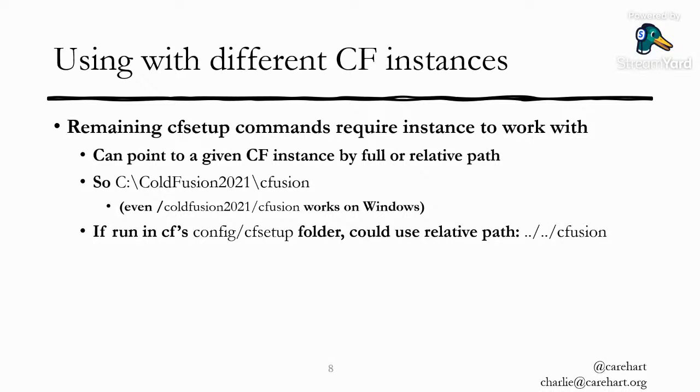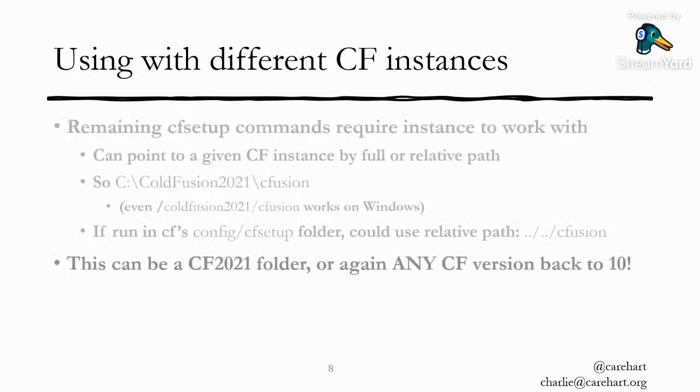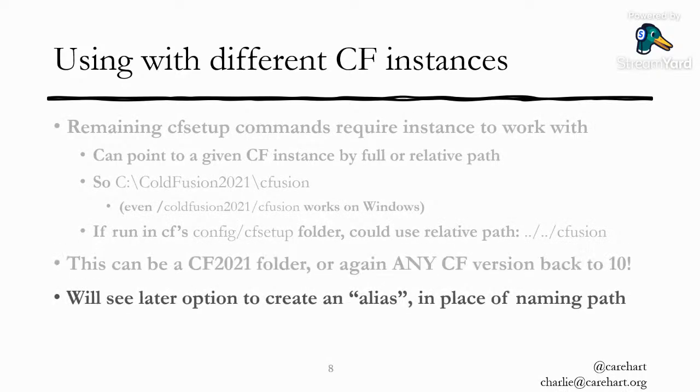All right. And then also, if I'm running it in the config CFSetup folder like I was, I could even use a relative path pointing up, because CFSetup is in config. So I go up one level, and then config has a sibling of CFusion. So I go up to the top and then down into that sibling of CFusion. So that would work. I'm just saying that would work. And like I said, it can be done with any CF instance, even back to CF10.